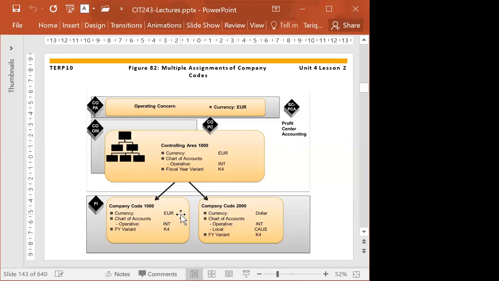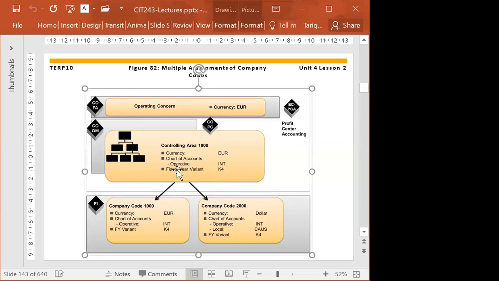All company codes under one controlling area must have 2 things in common: the chart of accounts and the fiscal year. So if the chart of accounts and fiscal year are common, then we can use them under the controlling area. This is a must. The currency can be different, no problem.